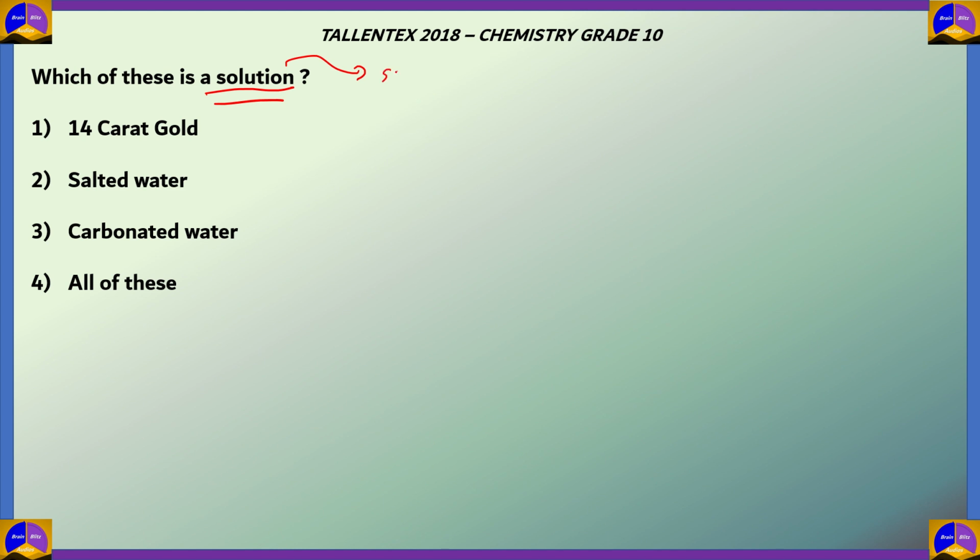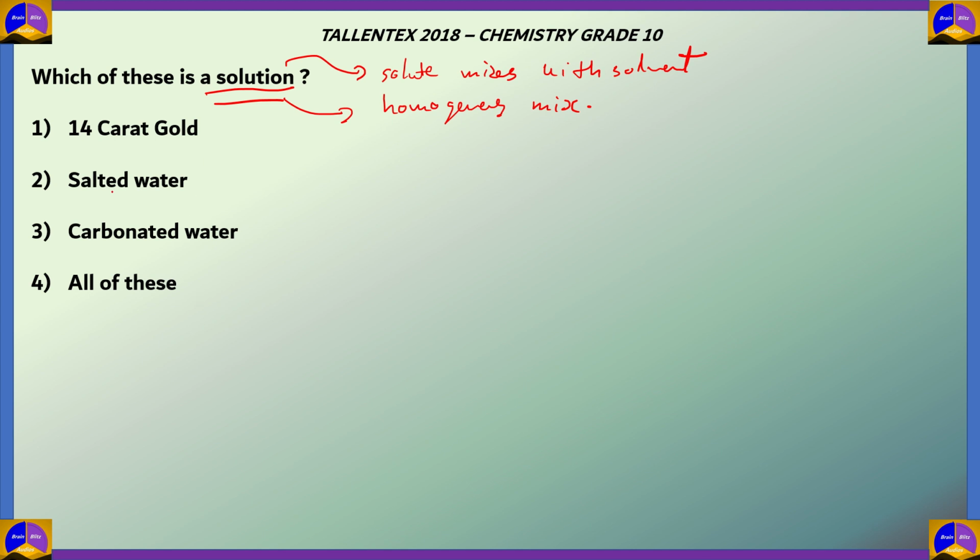So a solution is where the solute mixes with a solvent. So a solution is what we call a homogeneous mixture. So we've got 4 options. We've got 14 karat gold, salted water, carbonated water, all of these.